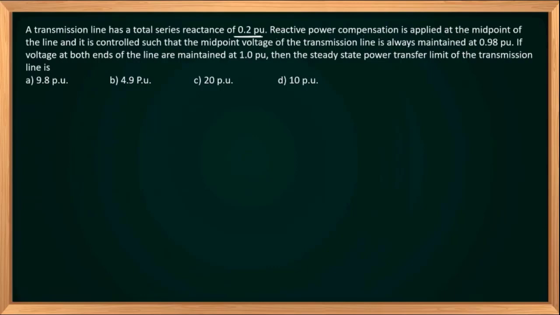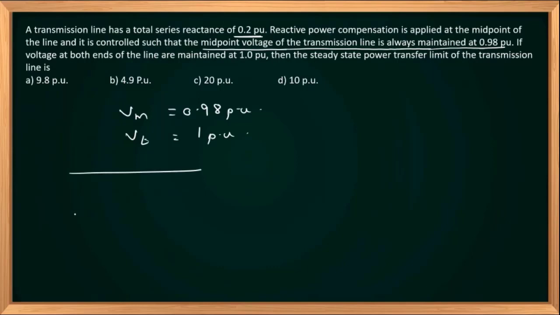Okay. So in this question, the reactive power compensation is applied at the midpoint of the line and it is controlled such that the midpoint voltage of the transmission line is always maintained at 0.98 per unit. If the voltage at both the ends of the line are maintained at 1 per unit, terminal voltages, എല്ലാം 1 per unit ആയിട്ട് നിലനിർത്തിയിരിക്കുന്നു.